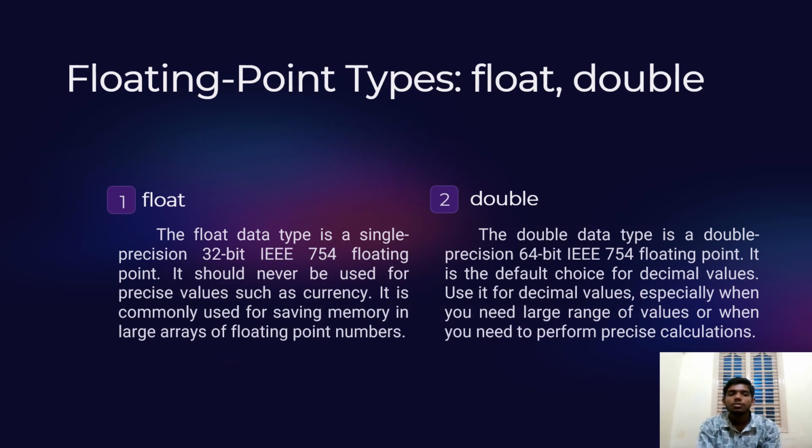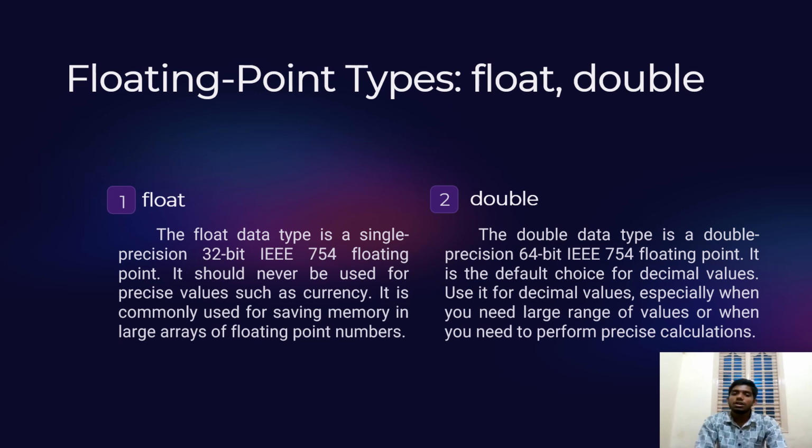Next, the second type of primitive data type is floating point types. In floating point types, there are two types, float and double. Float. The float data type is a single precision 32-bit IEEE 754 floating point. It should never be used for precise values such as currency. It is commonly used for saving memory in large arrays of floating point numbers.